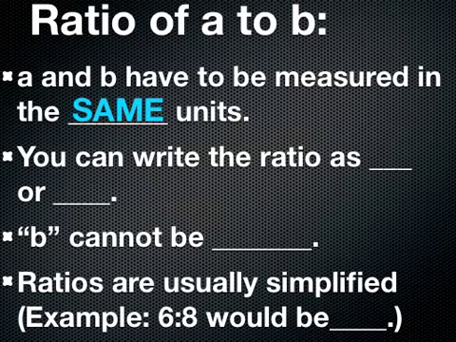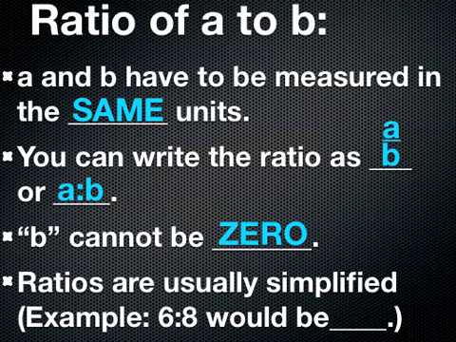Really quickly, a ratio is going to be comparing two different numbers, so a ratio is a comparison. We can write it three different ways. You can write a ratio as a fraction, A over B, or you can write it as A to B. The only thing is that B cannot be 0. If you think about a fraction having a denominator of 0, that would be undefined. You can't divide by 0, so B could not be 0.